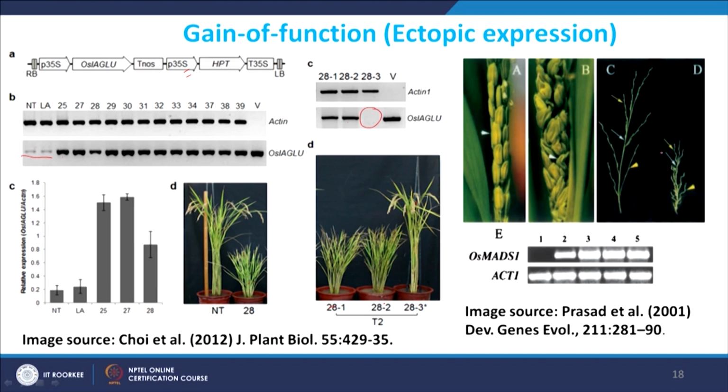A similar kind of analysis has been done for the transcription factor MAX1, and you can clearly see when MAX1 was ectopically overexpressed in transgenic rice, you can see a very significant phenotype in the panicle architecture and the spikelet development. And if you see the expression level, you can clearly see that in the control you do not have expression in this tissue, but these lines have a very high level of expression.